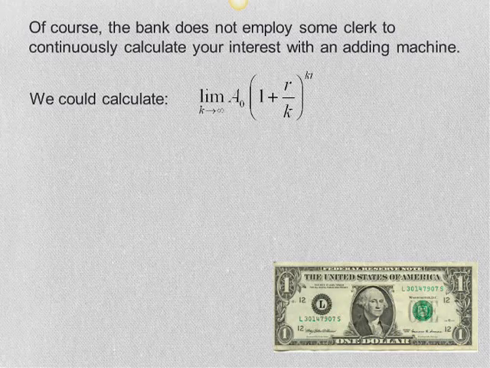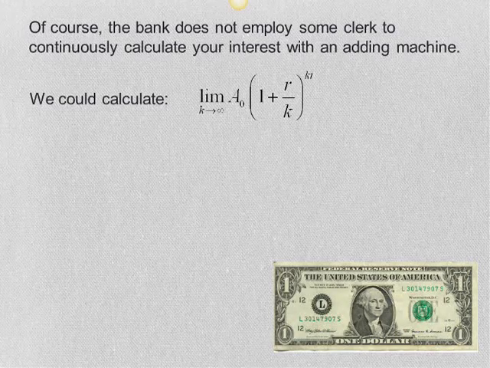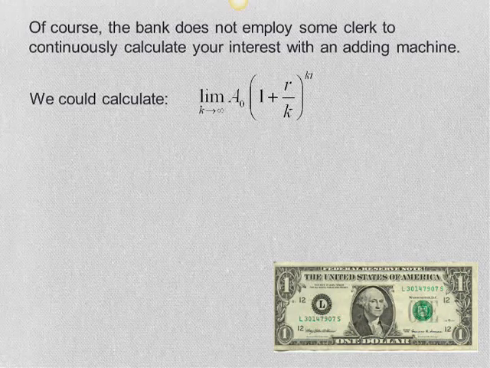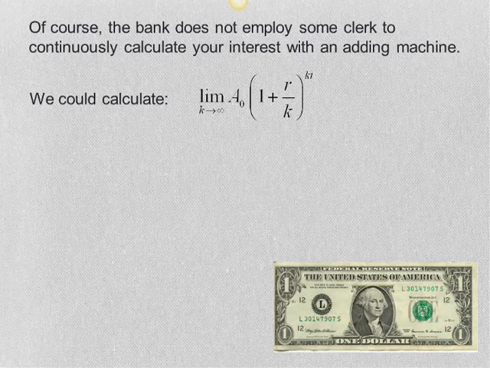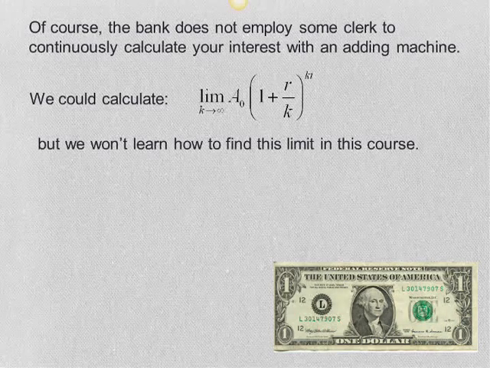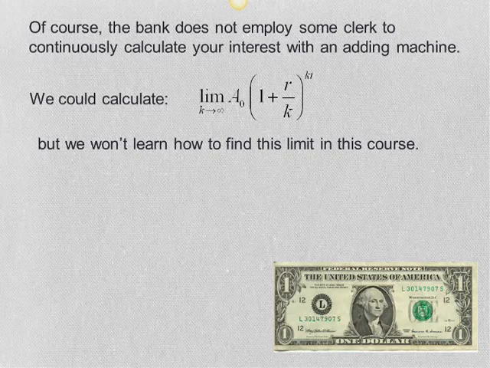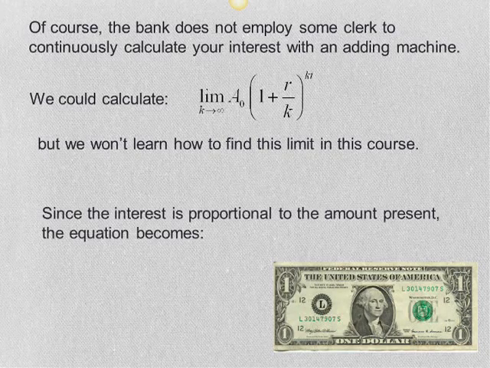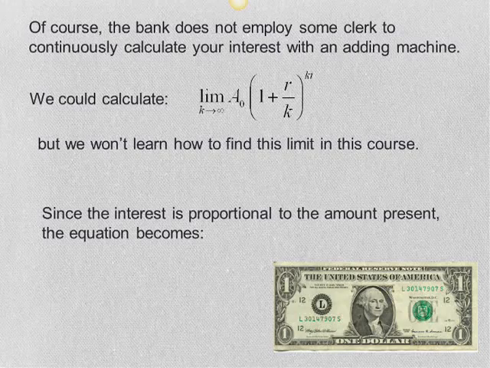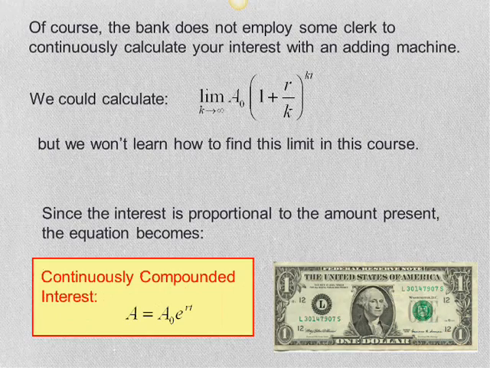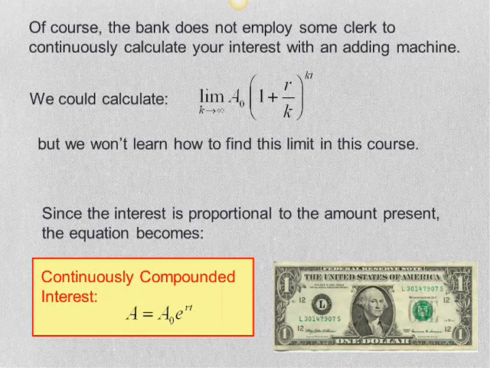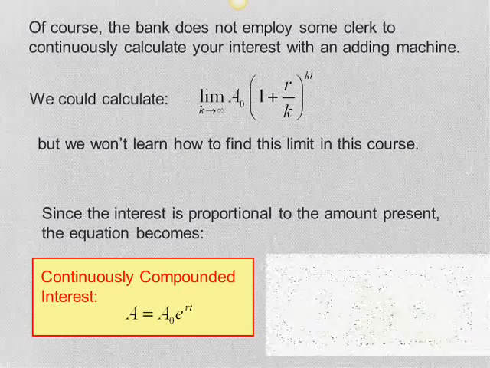Does that make sense? The limit as k approaches infinity of A sub 0 times (1 plus r over k) to the kt would be if I am compounding that every second of every minute of every hour. But we won't really learn how to find this limit in this course. Since the interest is proportional to the amount present, the equation ends up becoming the solution to that differential equation. A is equal to A sub 0 e to the rt, or PERT as we know it.